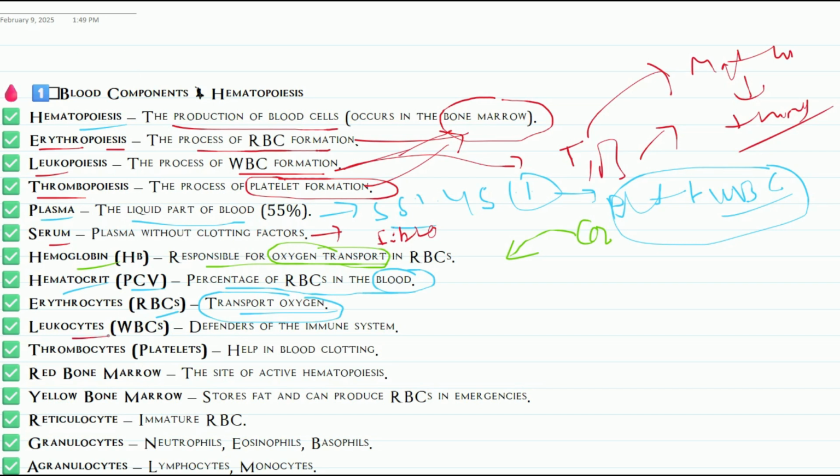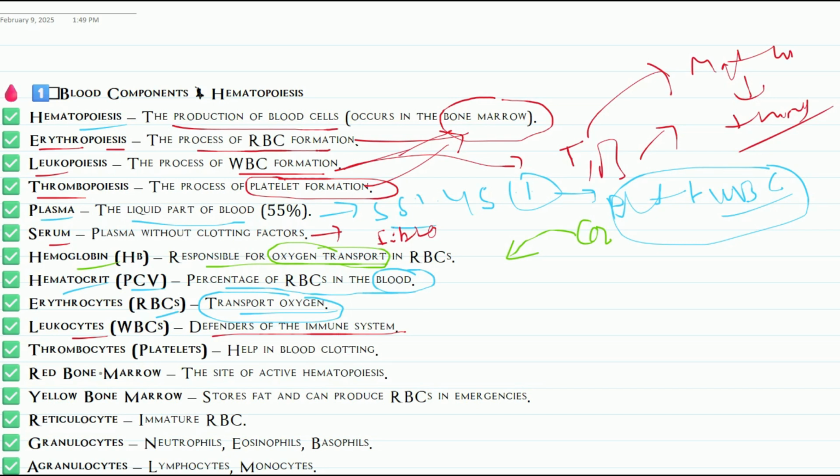Another one is leukocyte. What is a leukocyte? Defender of the immune system. So they mainly defend the immune system, right? Like an army. They prevent injury or outside infection. When a foreign particle comes inside our body, the leukocytes activate and kill it as soon as possible.